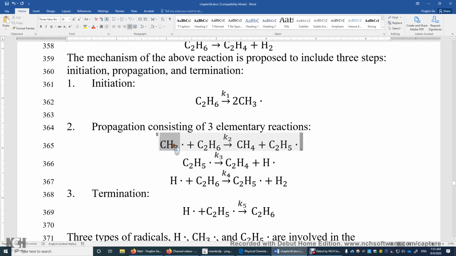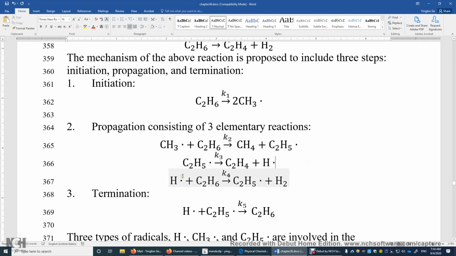Over here, CH3 may attack this ethane to form methane and C2H5 radical. C2H5 radical may decompose into ethylene and H radical. The H radical may attack the ethane molecule to form C2H5 plus molecular hydrogen. So if you look at these three elementary reactions carefully, they have something in common.